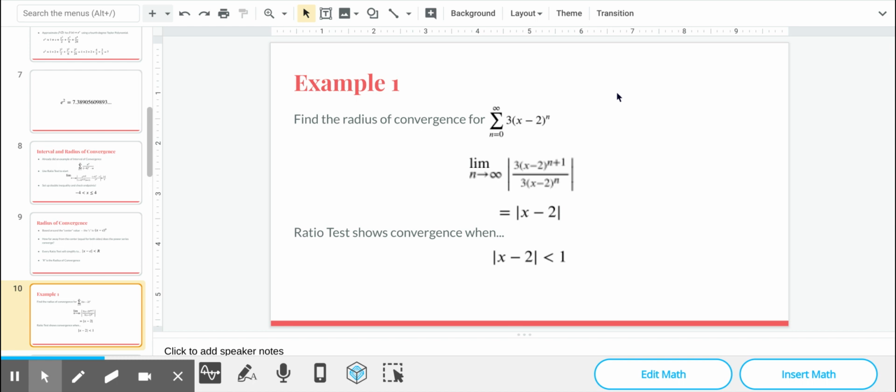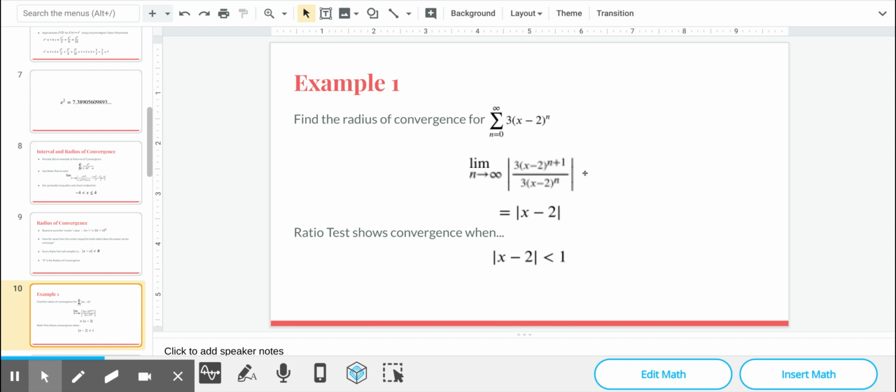That's going to be my first step for both of these types of questions, finding the interval of convergence or finding the radius of convergence. And so I set up my ratio test, changing all my n's to n plus 1. So there's only this 1 up here, and then dividing that by the original series. So 3 times x minus 2 to the nth.